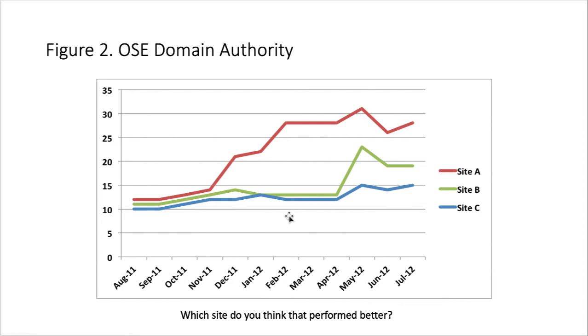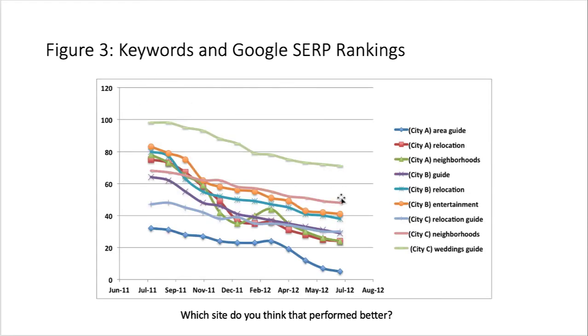This shows how authoritative the domain has become. So of course, the higher the better. The link building website again has increased its domain authority over time more than the other two, and social sharing still performed better than the website that didn't do anything. And this is the keyword and search rankings. Of course, the lower the better. That means your rank is higher, right? Number 1 will be the highest.